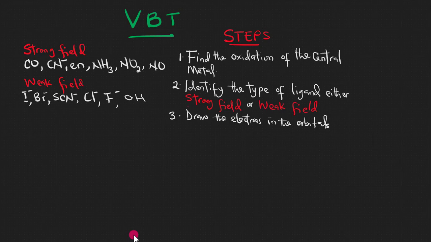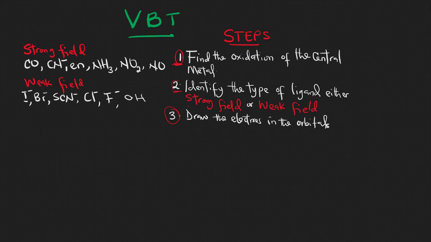Alright, I've written a few steps here to follow. The first step is to always find the oxidation state of the central metal. After that, we identify whether the ligand is a strong field or a weak field, as we are fully aware that strong field ligands always force pairing of electrons, and weak field ligands don't force pairing of electrons. Then lastly, we draw the electrons in their orbitals.